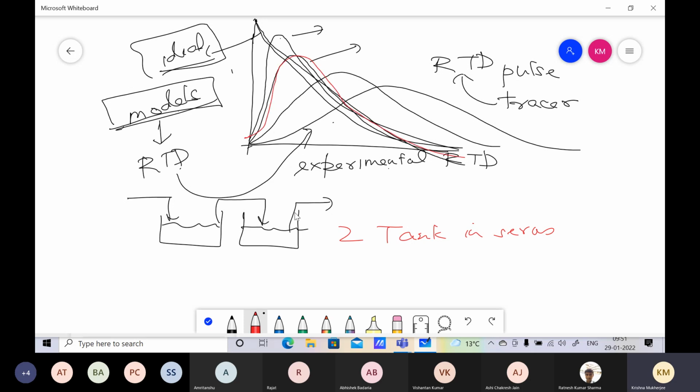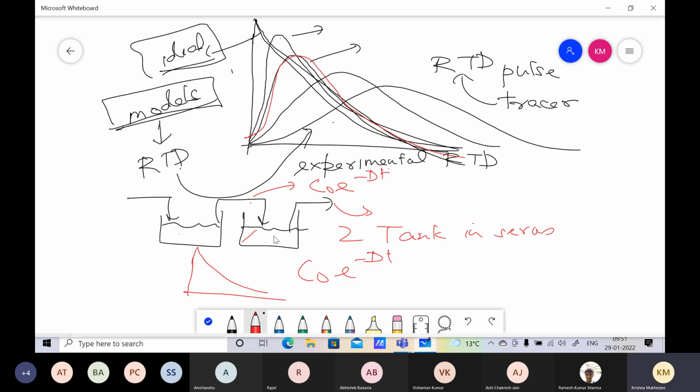I hope you can make out, because now both are ideal reactors. The first reactor output is like this, which is C naught e raised to minus Dt. And so the second reactor input is C naught e raised to minus Dt. So the input is changing as C naught e to the minus Dt, and therefore what is the output? क्या होगा output? जरा बताइए.